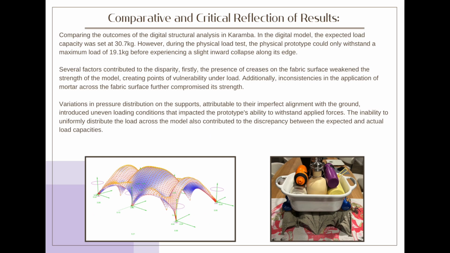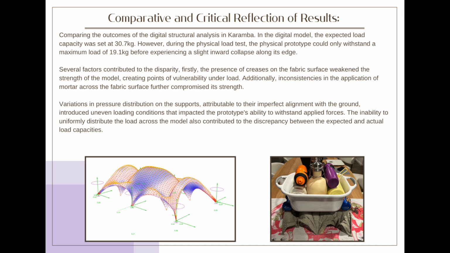Comparing the outcomes of the digital structural analysis in Karamba. In the model, the expected load capacity was set at 30.7 kilograms. However, during the physical load test, the physical prototype could not withstand a load beyond 19.1 kilograms before experiencing a slight inward collapse along its edge. Several factors contributed to this disparity.